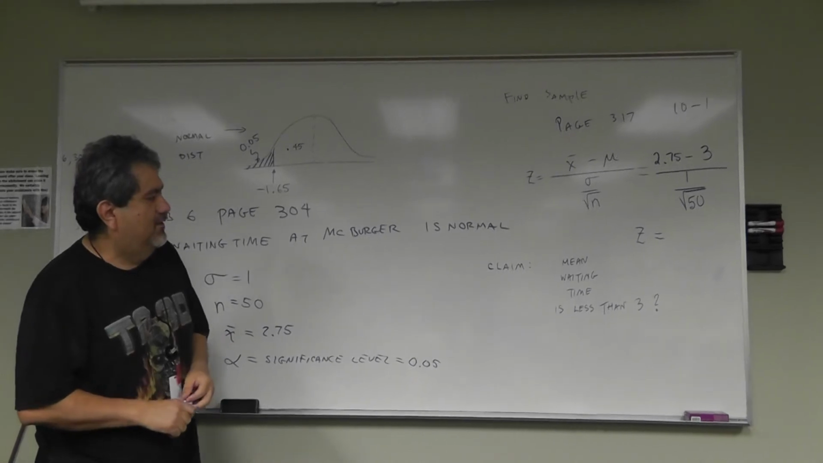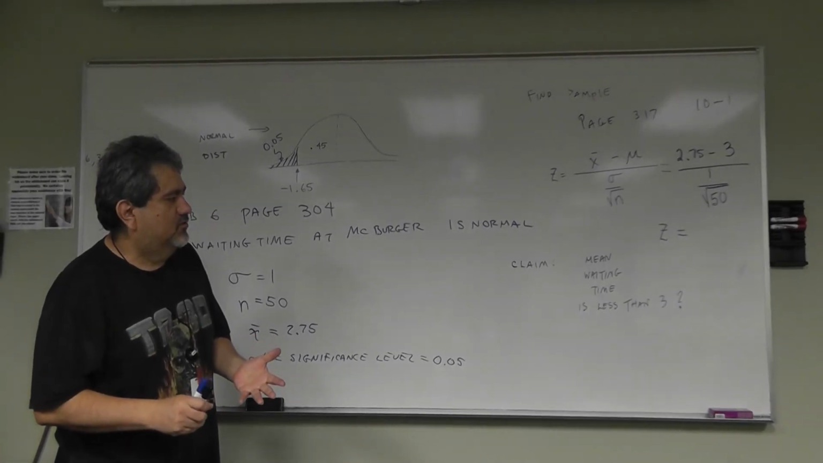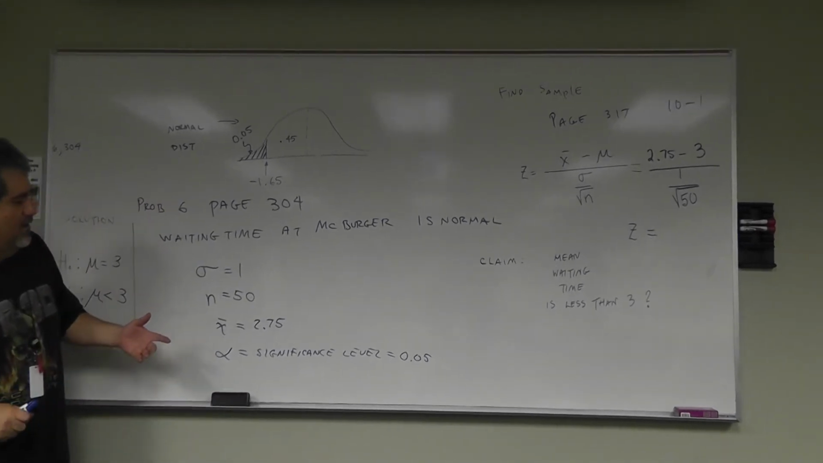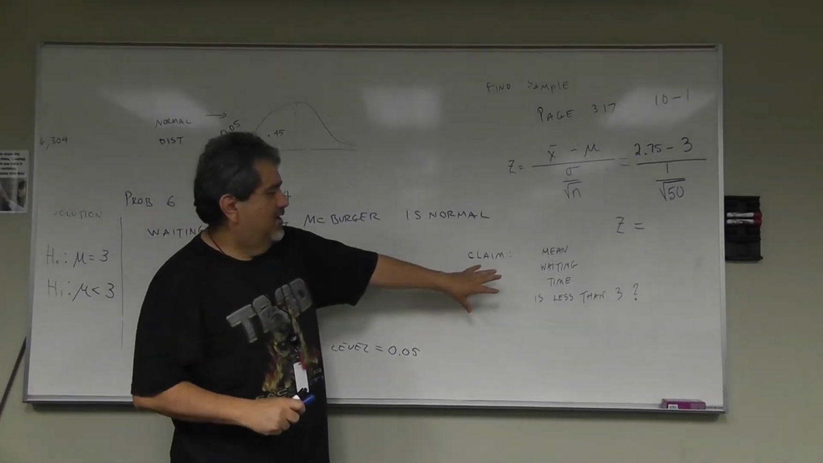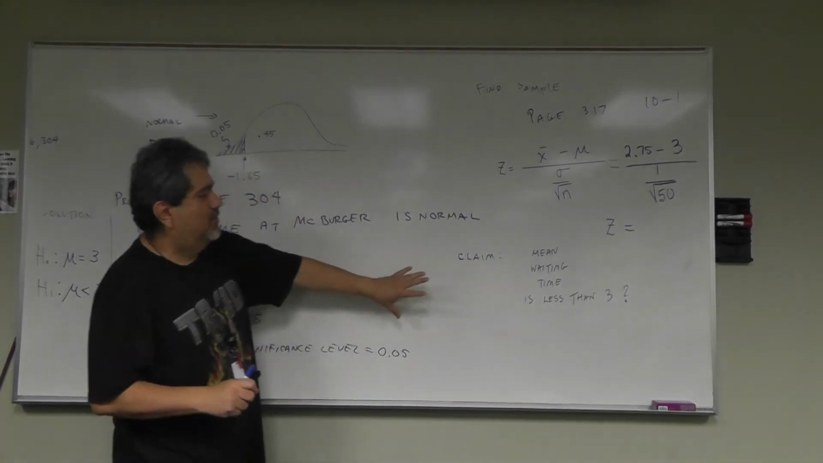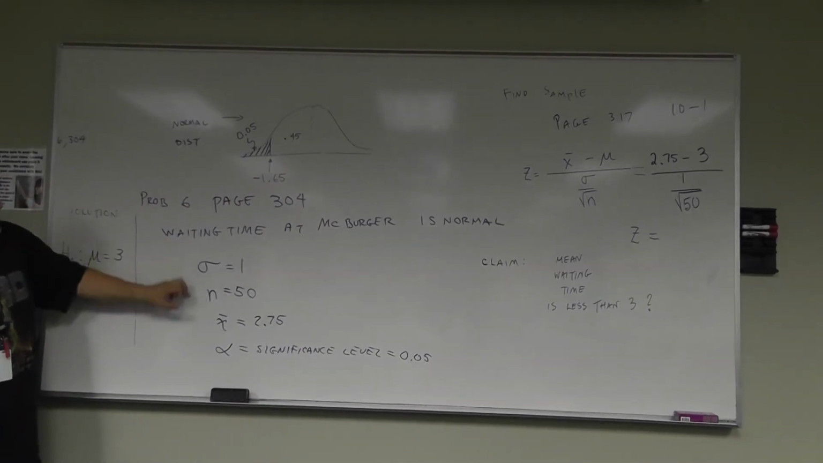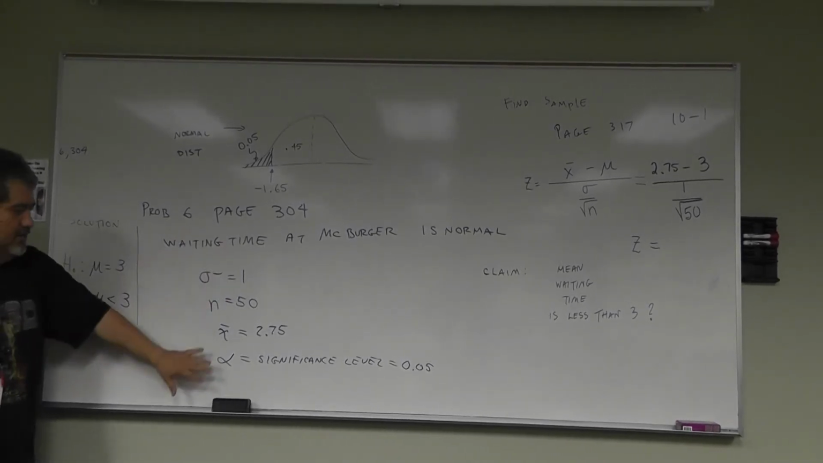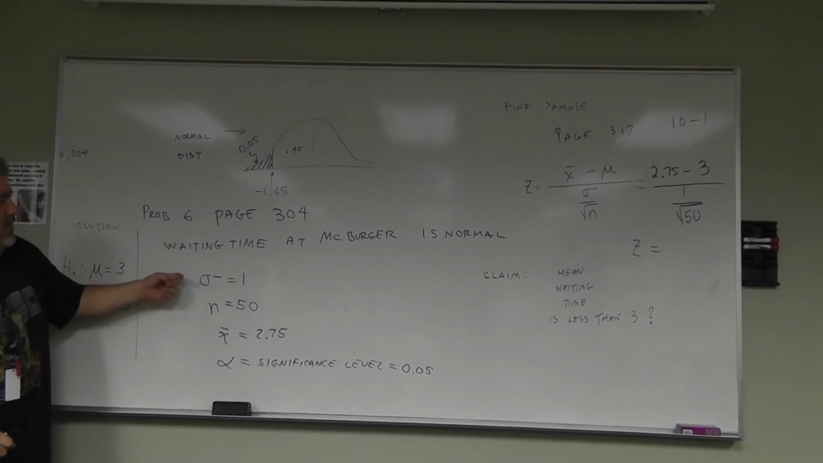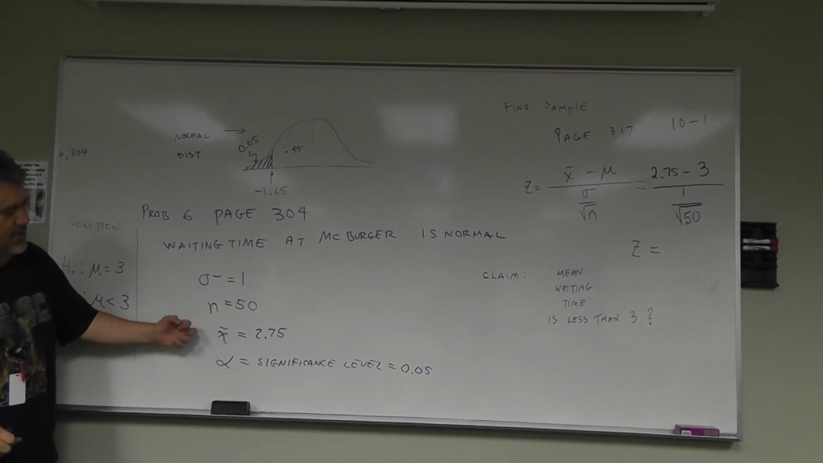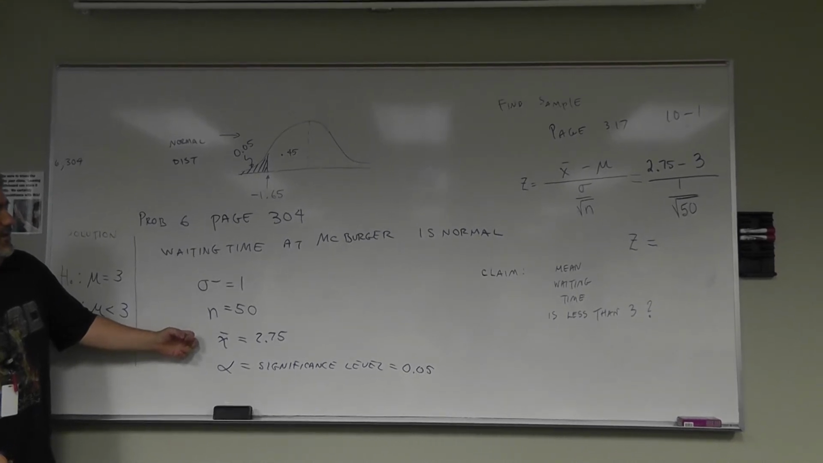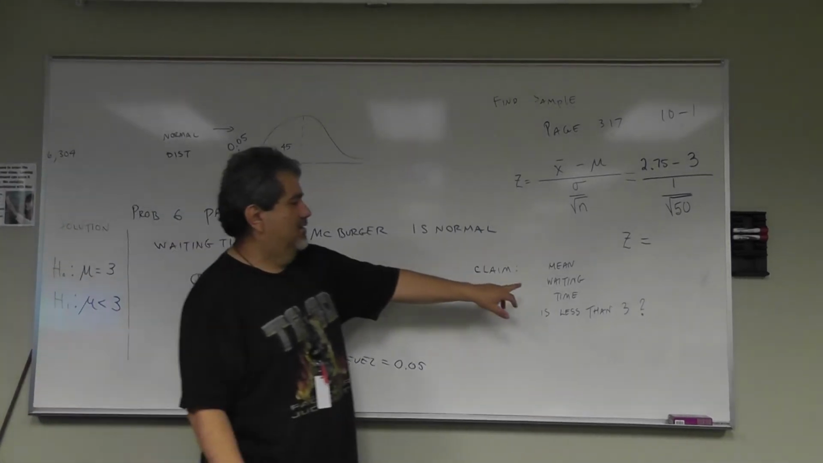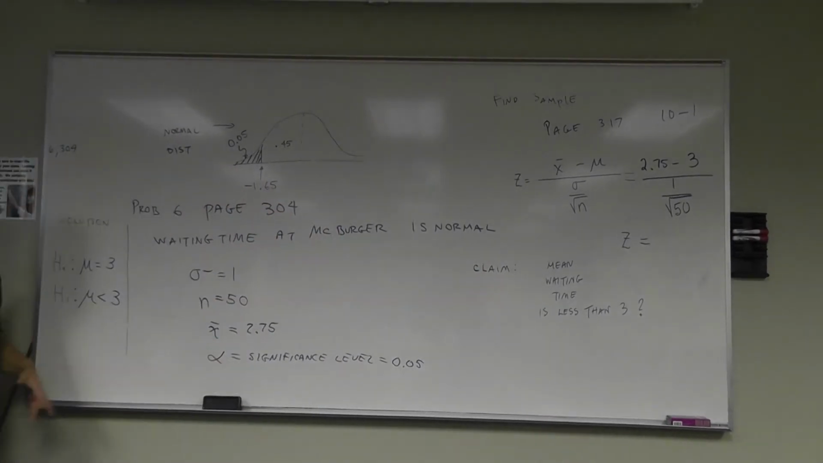All right, and just to summarize, we have a claim. This is basically the claim. And we are going to test the claim based on sample data. And notice this is all sample data, well, except for this one, but in the context of the sample, you have the standard deviation, the sample size, and the sample mean. And this one will help you either accept or reject the claim.